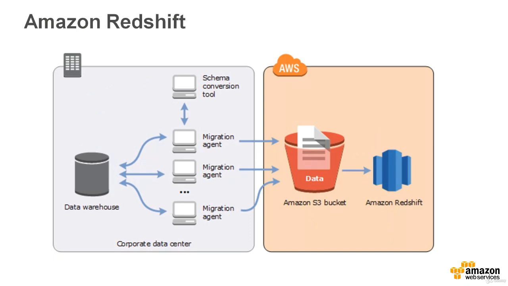Redshift and S3. For example, we currently have a corporate data center where a huge chunk of corporate data is stored in a data warehouse, and suddenly our company starts feeling that we should migrate our data to the cloud. So how can we do so? We will define the schema conversion tool and establish certain migration agents. Then the migration agents pass our data to an Amazon S3 bucket, that is object storage, and after your data is passed to the S3 bucket, it is shifted to Redshift, the Amazon data warehouse.